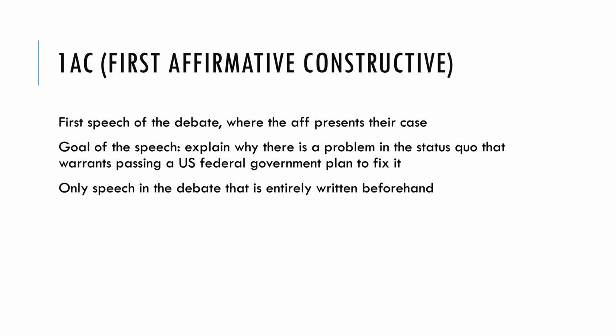Now, the next speech, the first negative constructive, often is pretty well prepared, especially on the novice level. You'll know exactly what affirmatives you're going to be facing, and so most negative teams will have an idea of what pieces of evidence and what arguments they will make. But nevertheless, every affirmative constructs their case a little bit differently, and so a negative team always has to adapt. Whereas the 1AC is always the first speech of the debate, so they get to pre-write their speech, and they just read it for the first speech. It's entirely pre-written, just read.